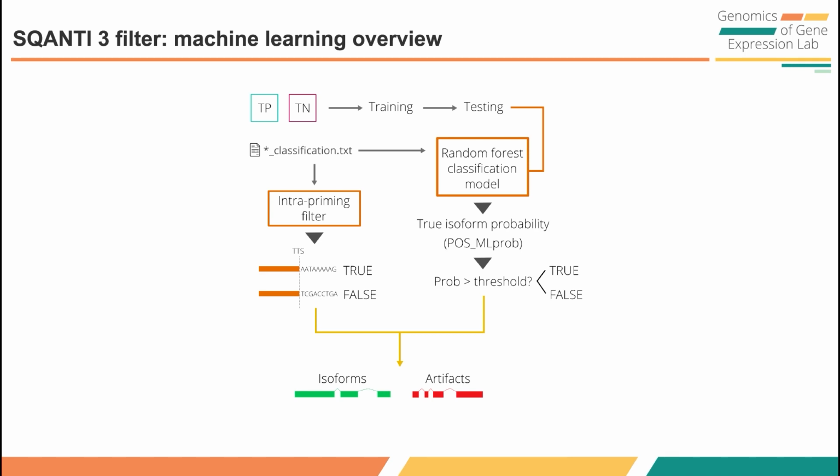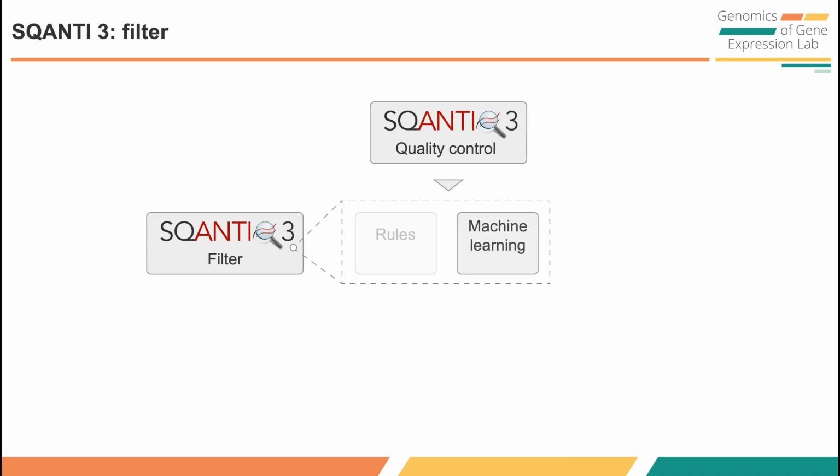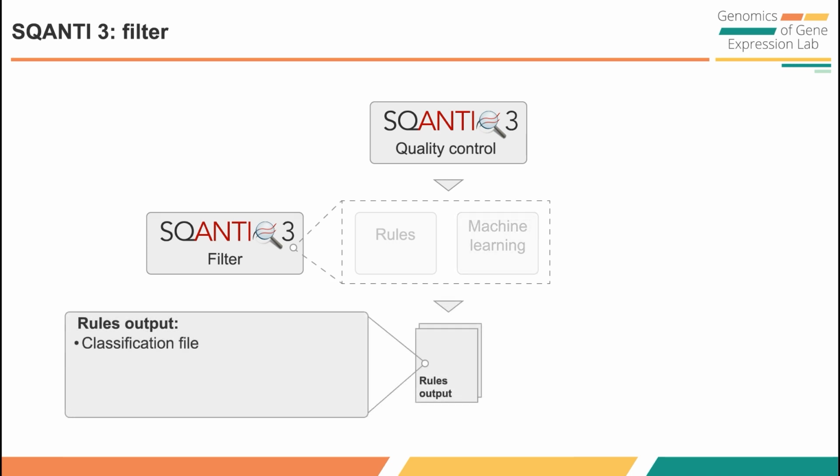A transcript will be labeled as an isoform if it passes both the machine learning filter and the intrapriming filter. Finally, let me introduce the SQANTI3 output files. The first one is a classification file.